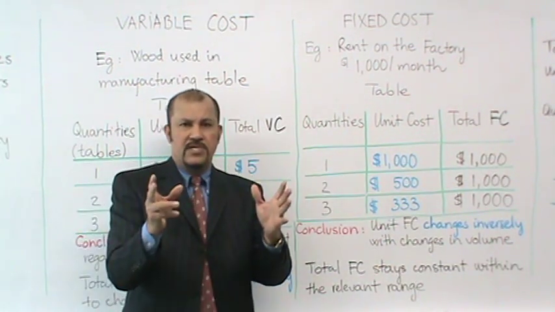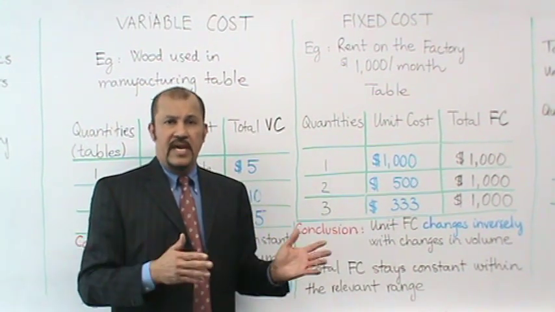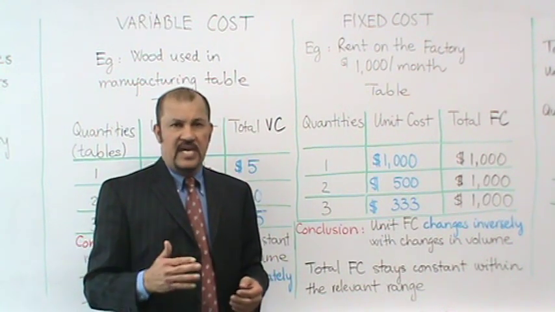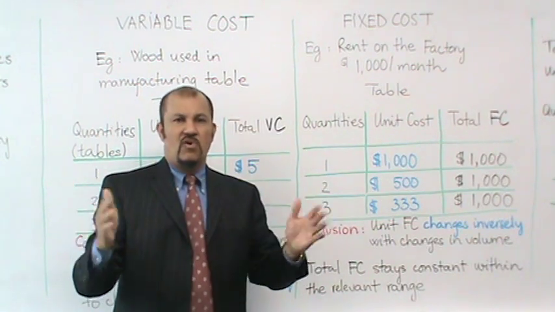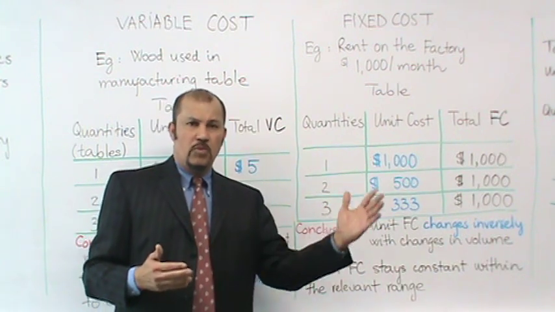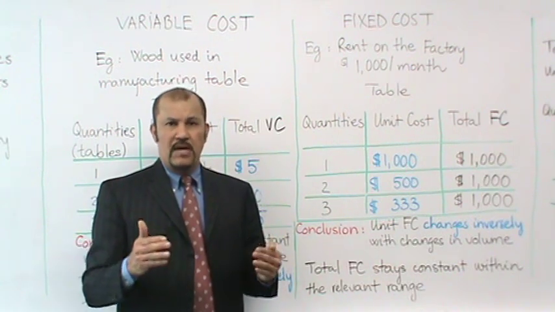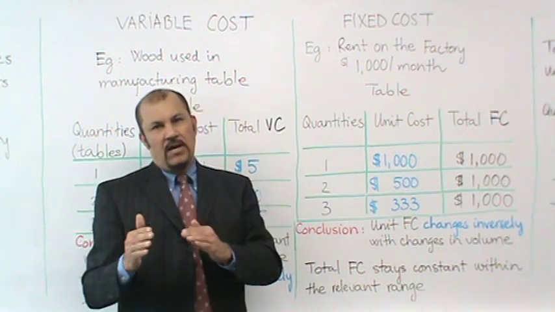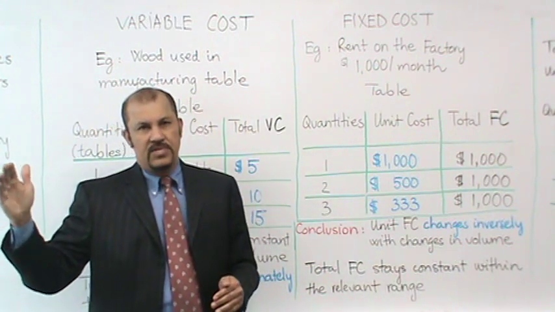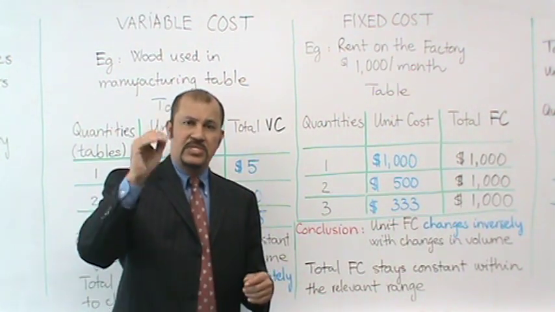Now, I introduce a new concept here, new term, relevant range. What do I mean by the term relevant range? In this case, let's assume, for instance, that if I were to operate my factory 24/7, 3 shifts a day, I could manufacture a maximum of 10,000 units. So in this example, the relevant range is between 1 unit and 10,000 units. What that means is that my total fixed cost of $1,000 will stay at $1,000 regardless of whether I manufacture one table or 10,000 tables. So as long as I stay within the relevant range, my total fixed cost of $1,000 stays at $1,000.